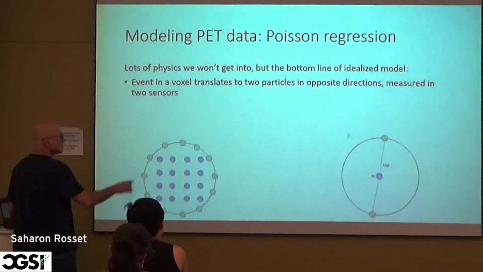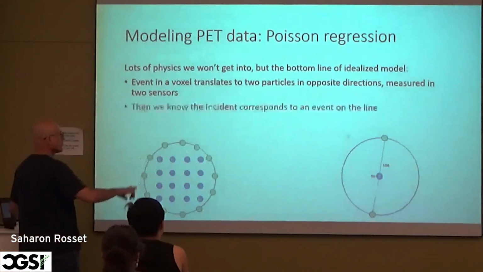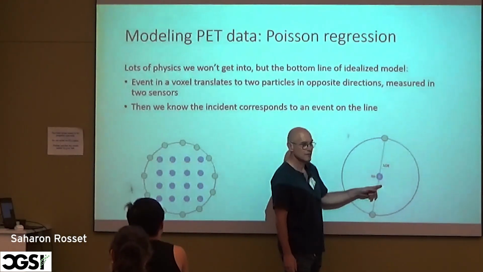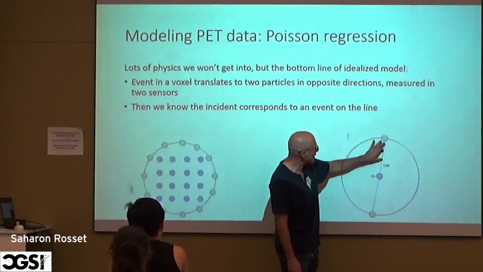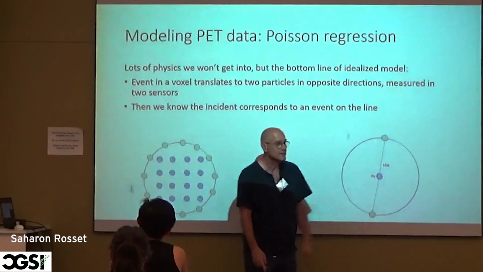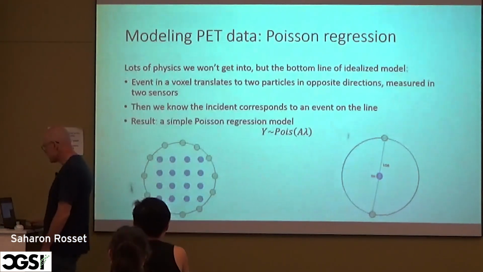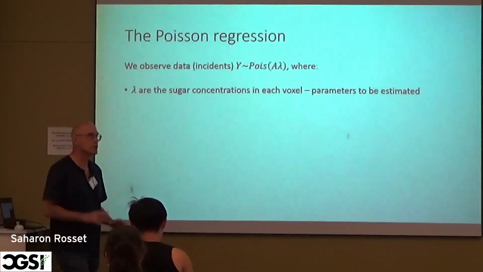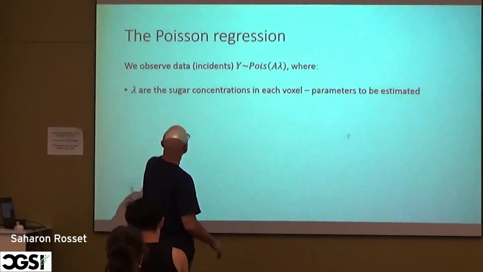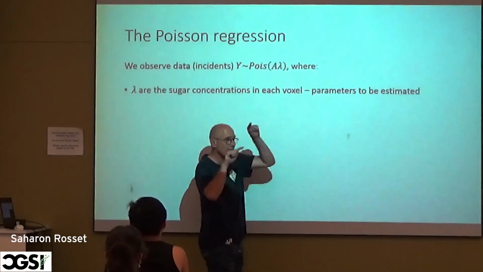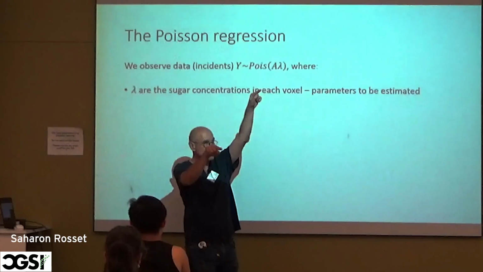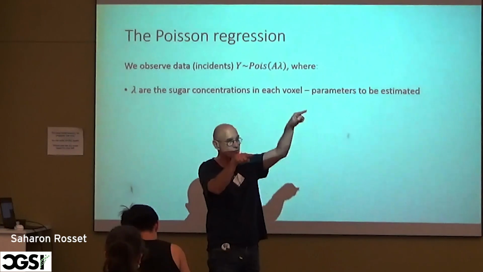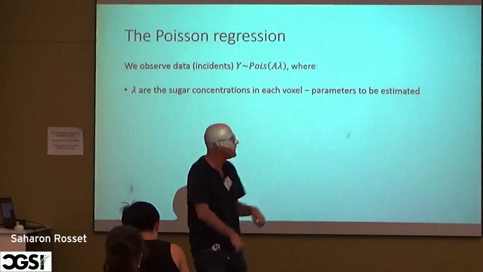And when two sensors sense at the same time, that means there was an event, an incident somewhere on this line. We don't know where it is. But when there's an event somewhere on this line and it shoots in that angle, then we sense here and here. Okay, so that's the setup. And the point is that this actually gives us a Poisson regression problem, because what we observe are these simultaneous events in two sensors. Every time we sense something simultaneously in two sensors, that's an event.